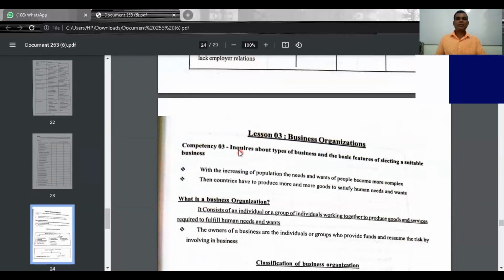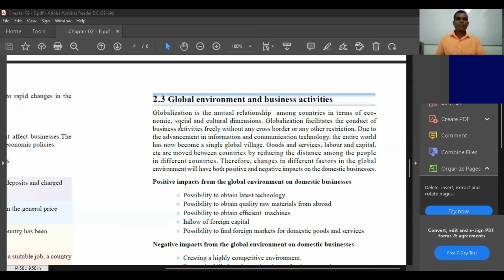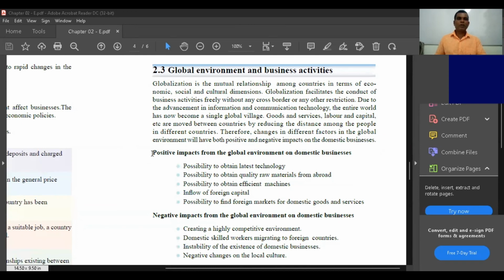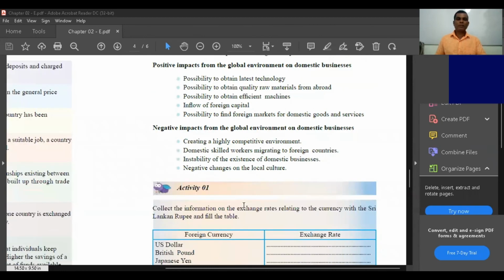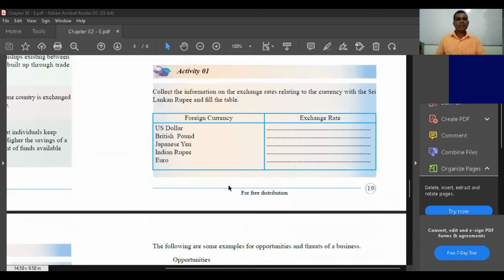After discussing this lesson, we have to start the third lesson, that is business organization. Business organization is also very important, and that is what we call the last lesson of this term. Then we have to discuss further the positive impact and negative impact of the global environment. And then there is an activity. After discussing these environment factors, we are yet to finish that lesson.